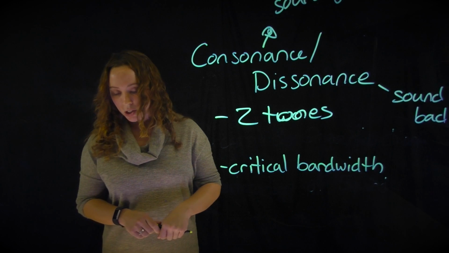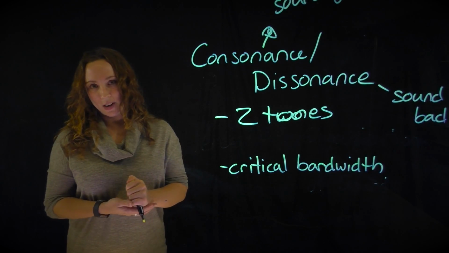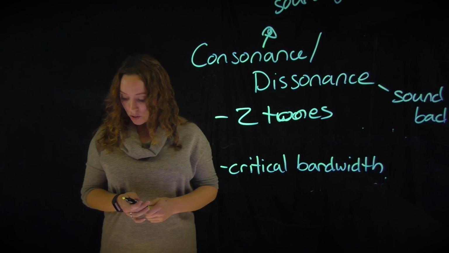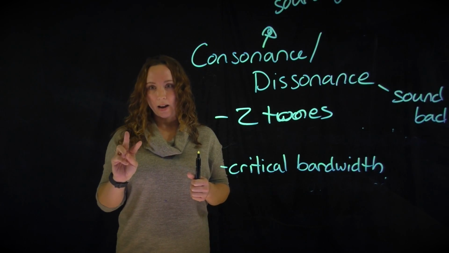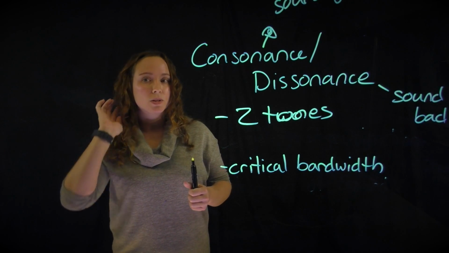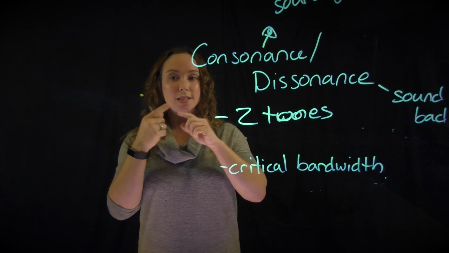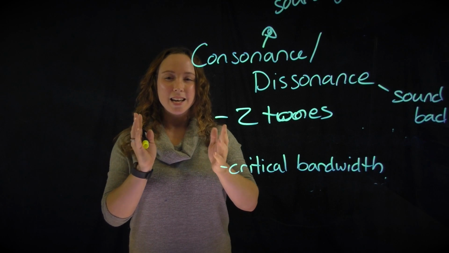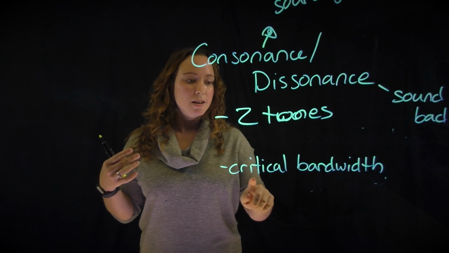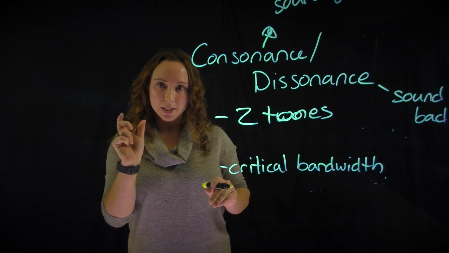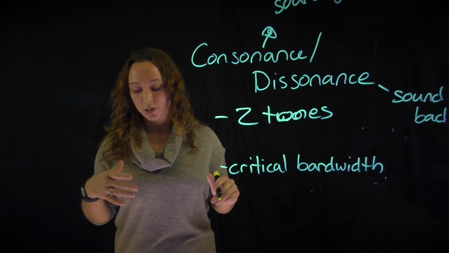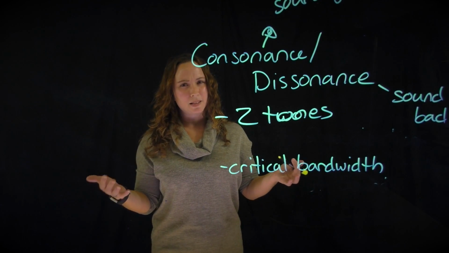Okay. So the critical bandwidth is defined as the difference the ear needs in frequency in order to hear two sounds. So when you're playing two sounds together, if you can distinguish the two sounds, it sounds good. If you can't, then it creates dissonance and it sounds bad. And so the critical bandwidth is the frequency difference that you need to be able to hear the two sounds. And so it would look something like this.